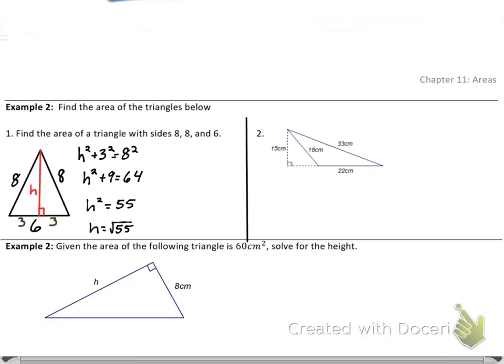Now to find our area, we're just going to say area equals half our base times our height. Well, that's just going to equal half. Our base is going to be 6. Our height is square root of 55. I don't need a calculator because I just say half of 6 is 3. And we have 3 times the square root of 55. And we're done.